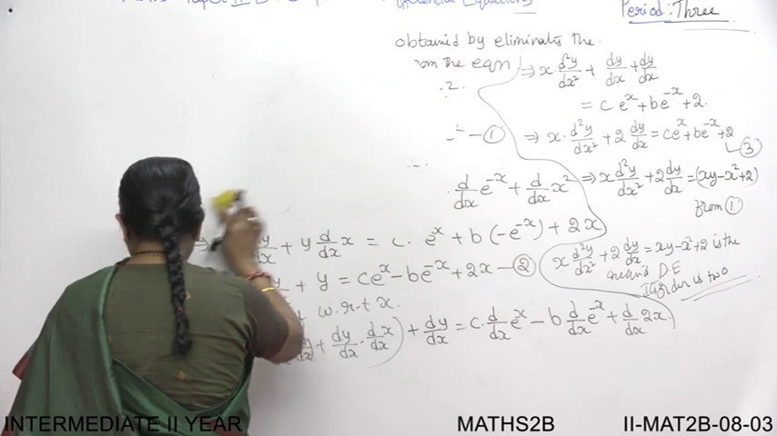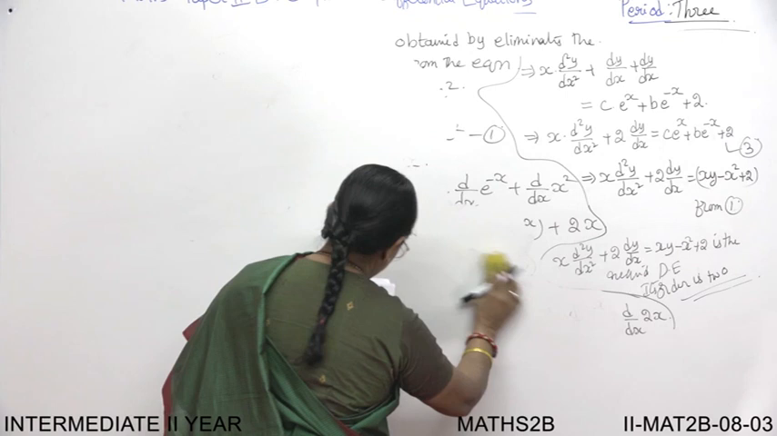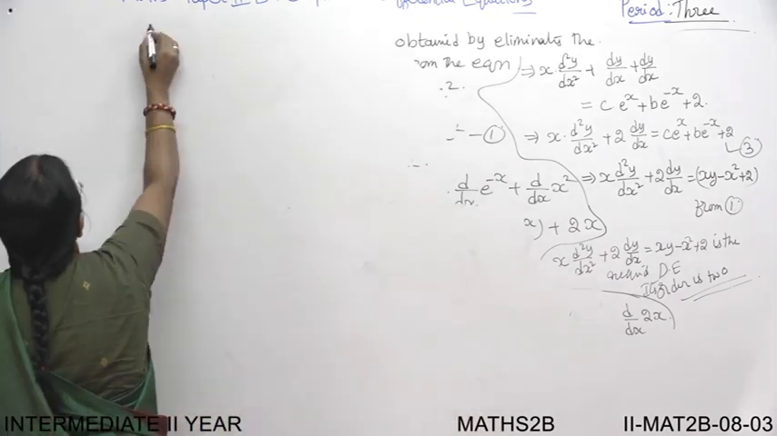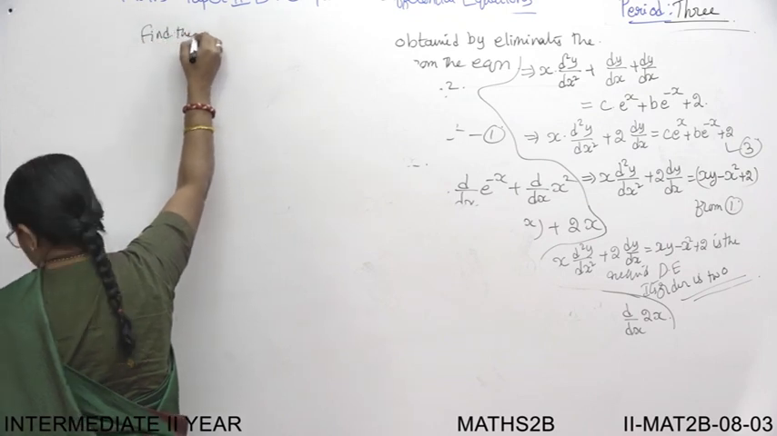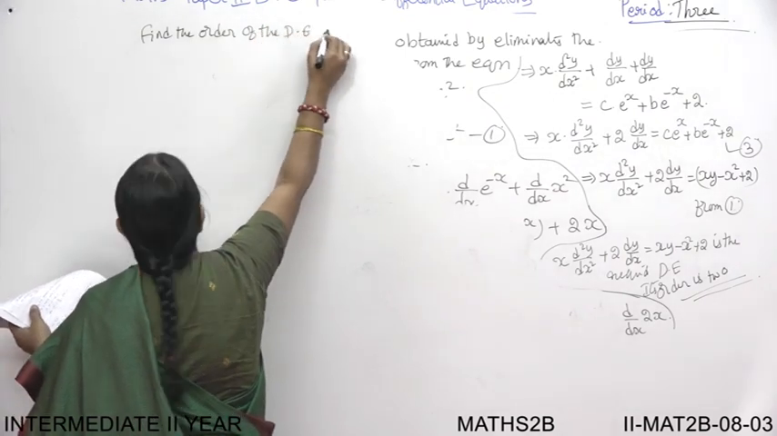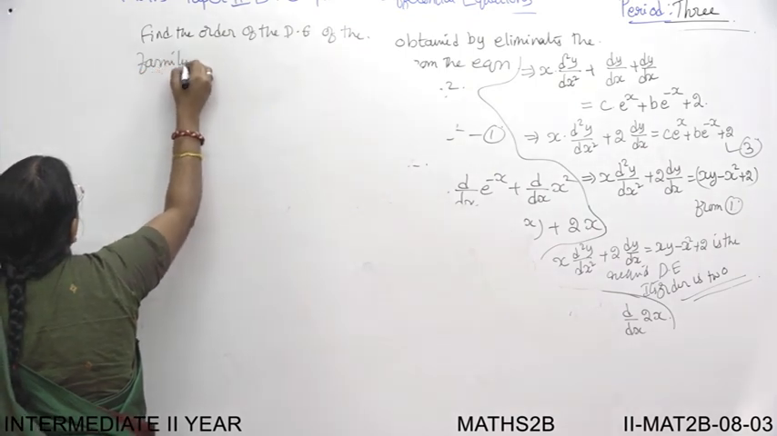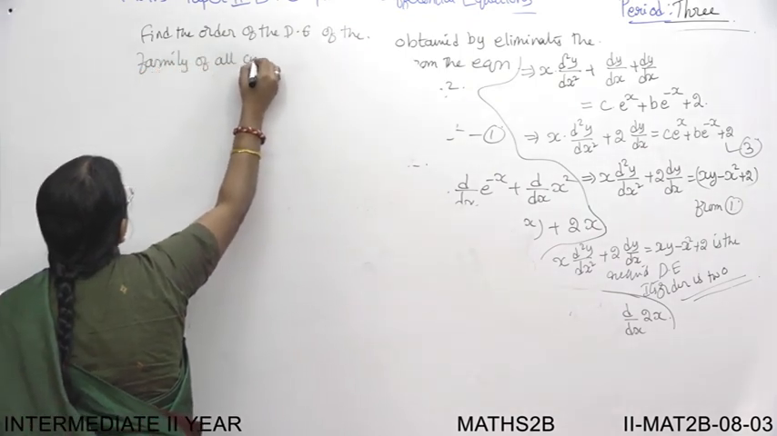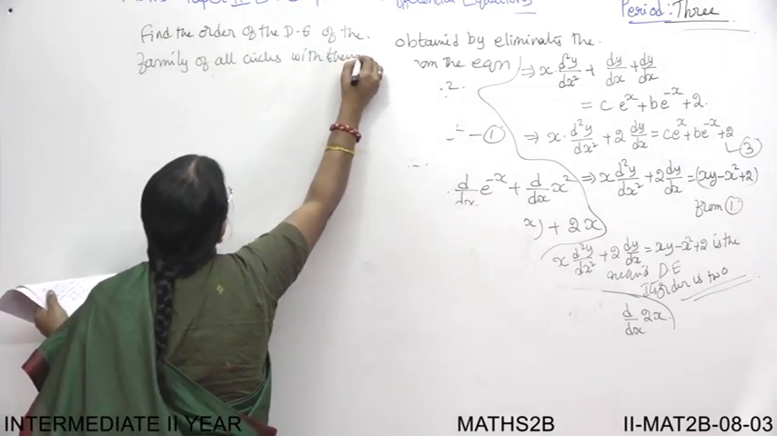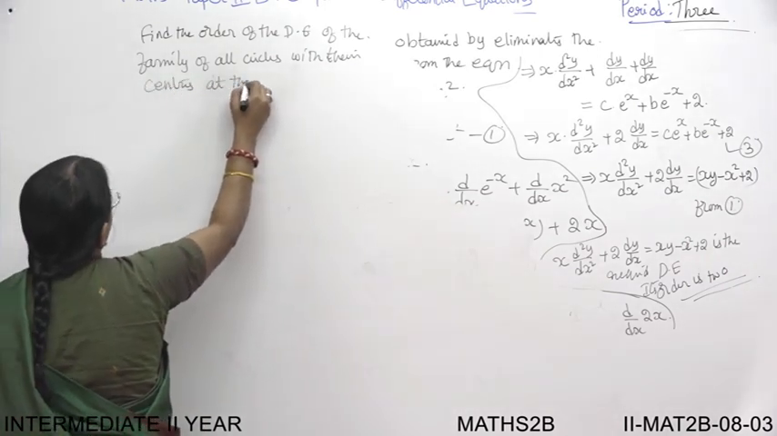Next, second problem. Find the order of the differential equation of the family of all circles with their centers at the origin.